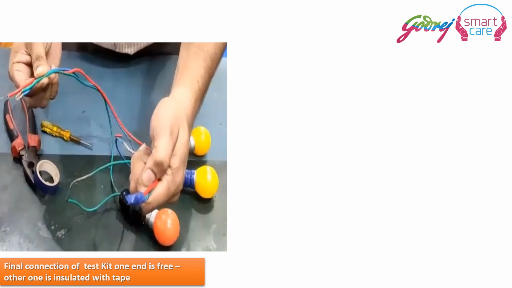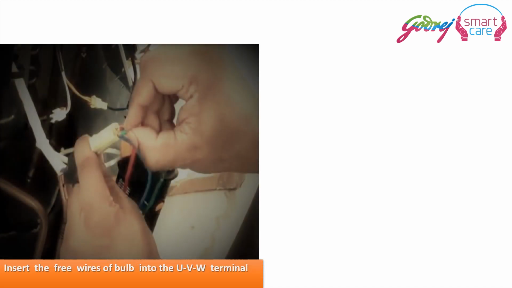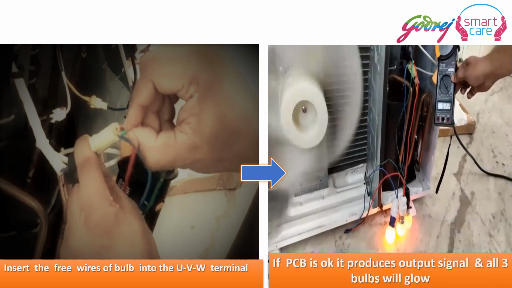Final connections of the test kit. One end is free and the other one is insulated with the tape. Then we identify the UVW terminal at PCB and the compressor junction. Third, connect the free wires of the bulb into the U, V and W terminals. If the PCB is okay, it produces an output signal and all three bulbs will glow.